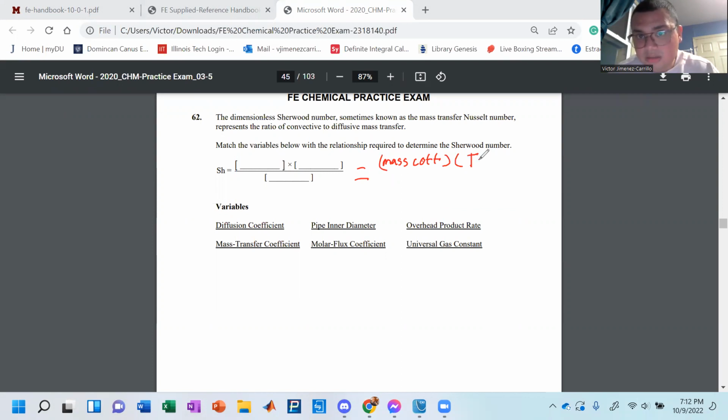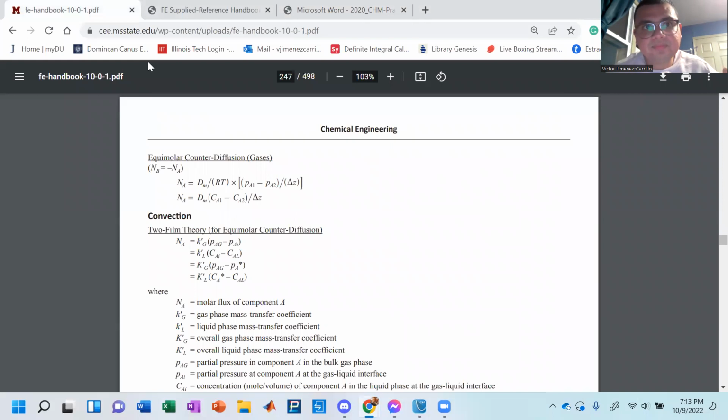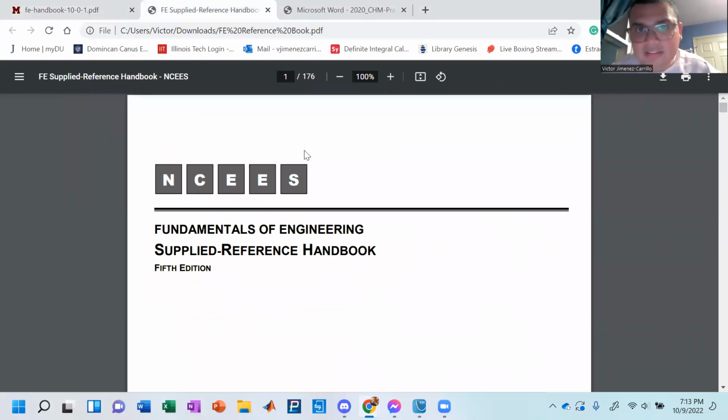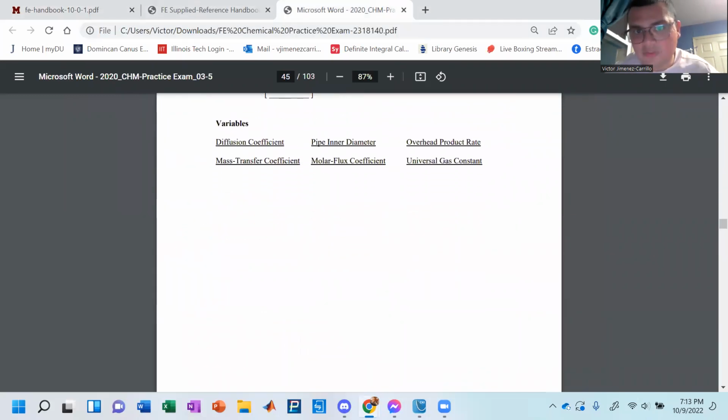the tube diameter, divided by the diffusivity coefficient. So it's the mass transfer coefficient multiplied by the tube inner diameter divided by the diffusivity coefficient, that is the Sherwood number. And you can Control F it in here. You Control F it in the old one, and you get the same thing. They literally tell you it. It's a nice 3 points.